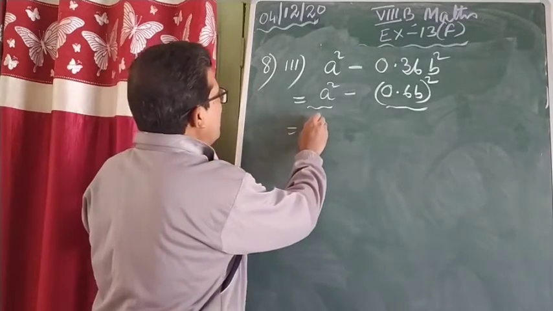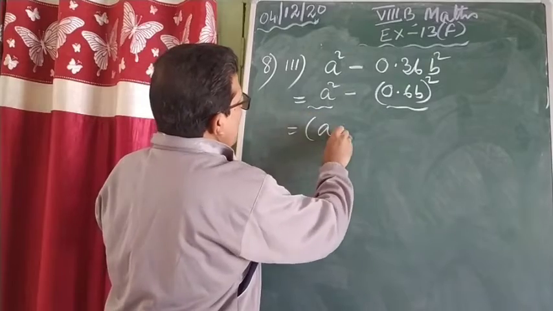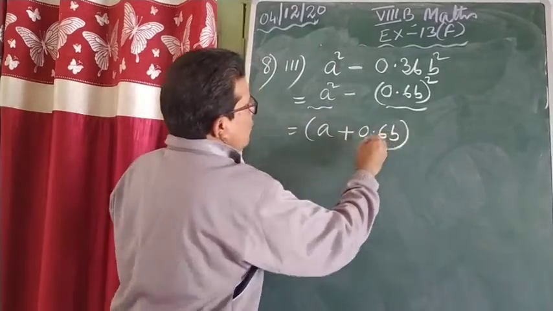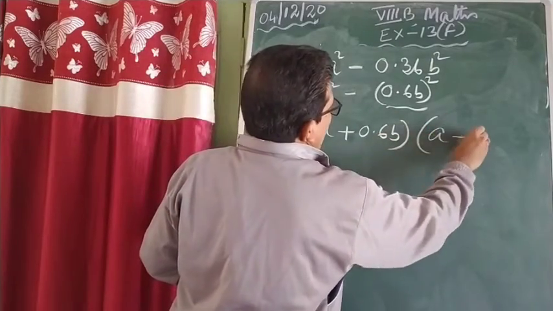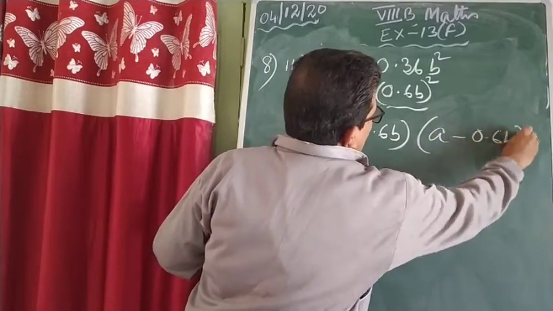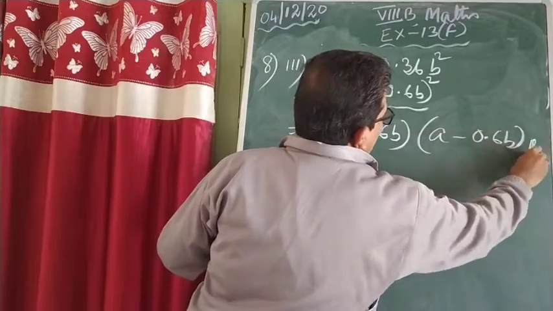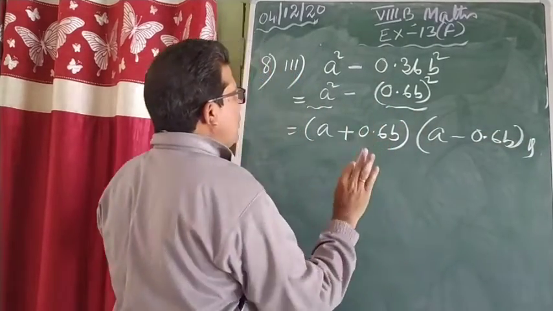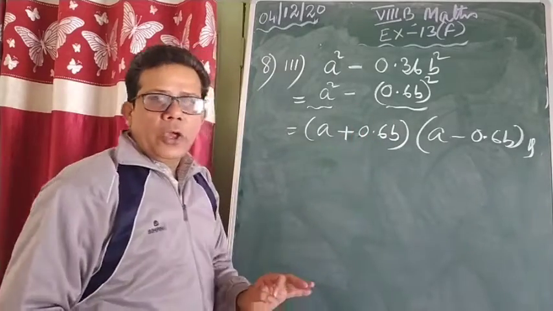Directly do it here. A plus b, I am doing directly a plus b into beta a minus b. Okay. Answer very easy. This is b. So 0.6 b. Here also 0. So I hope it is clear. A plus b into a minus b.